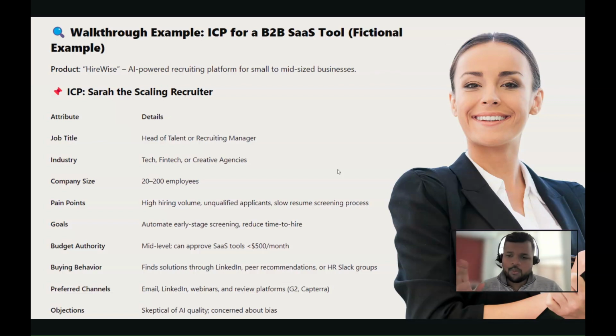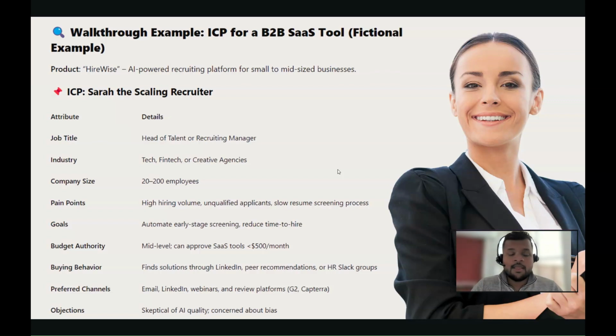So the first thing that you end up doing when you build your ICP is try and identify. On the left hand side of your screen, you can see there are certain aspects of what a person may look like. And when I say look like, in terms of what are the job titles, what's the industry, what's the company size that they work for, what are their pain points, what are their goals, do they have the budget authority? Those are the kinds of things that we'll take a look at, and let's go one by one in detail.